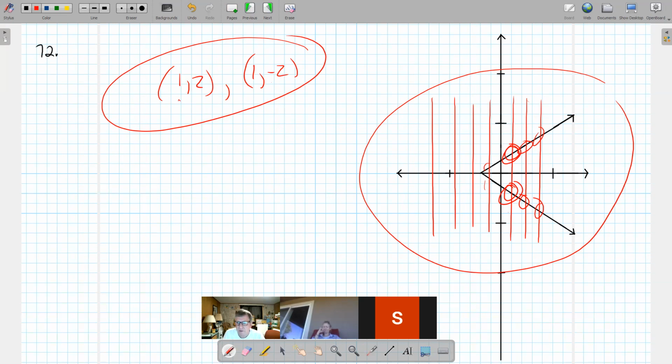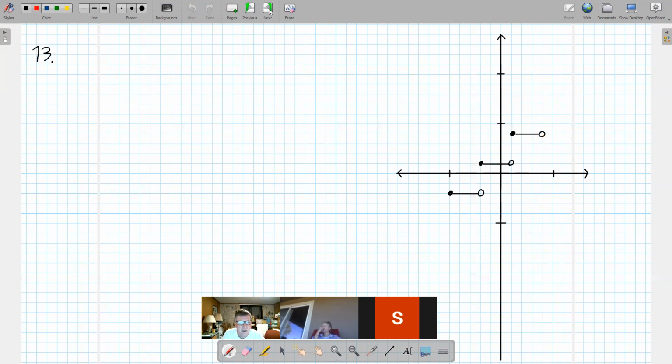Same question, is this a function or not? Now, filled in circle means that point is included. Open circle means that point is excluded. So in fact, right there, there's really only one point included. Likewise, right there. So this does not fail the vertical line test. It passes the vertical line test. So yes, it is a function.